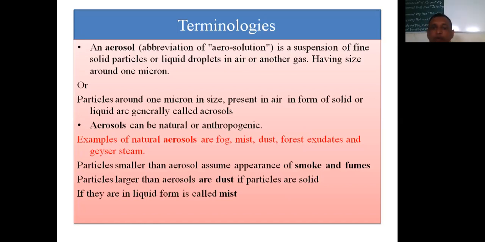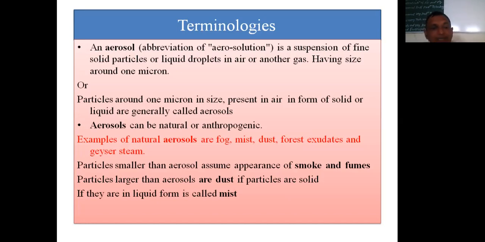assume appearance of smoke and fumes. Particles around 1 micron size किती आहेत? Particles around 1 micron size, that are the aerosols. Particles are smaller than the aerosols, म्हणजे त्यांची साईज किती असेल? 1 micron पेक्षा कमी असेल, त्यांना म्हणायचं स्मोक अँड फ्युम्स.